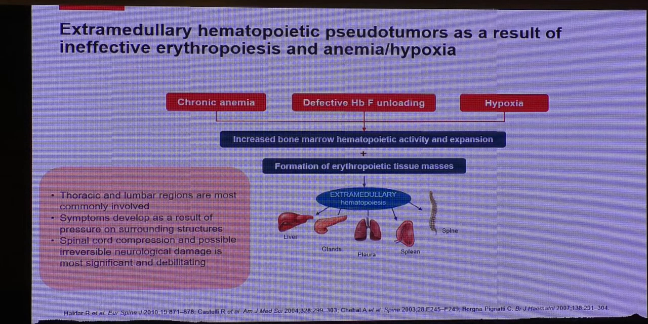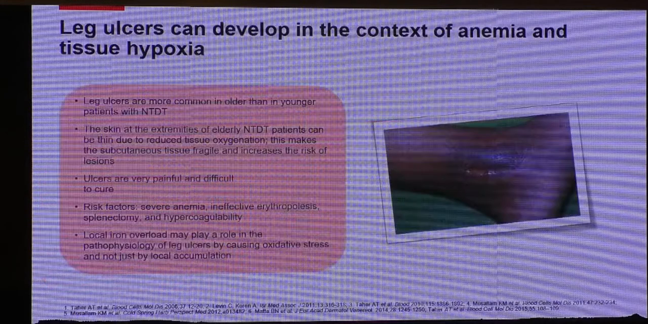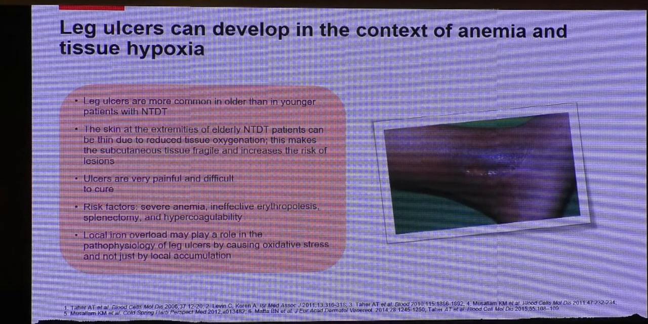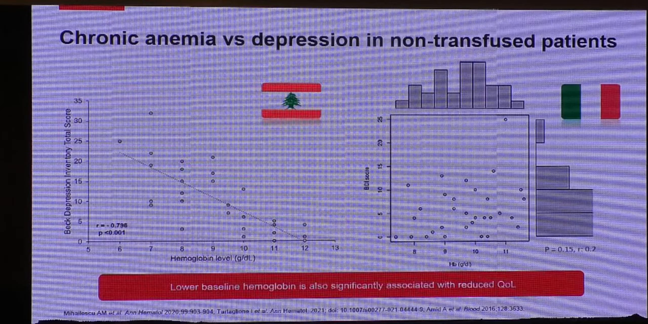And when they're in certain sites like the backbone, spinal canal, or in the pleura in the chest, they can cause significant morbidity if they grow in size to a certain extent. Leg ulcers are also very much into the pathophysiology of ineffective erythropoiesis, leading to the anemia and the state of chronic hypoxia. Probably we don't see them as much as in patients with sickle cell disease sometimes, but when they are present, they're very hard to treat and a challenge to the clinician.